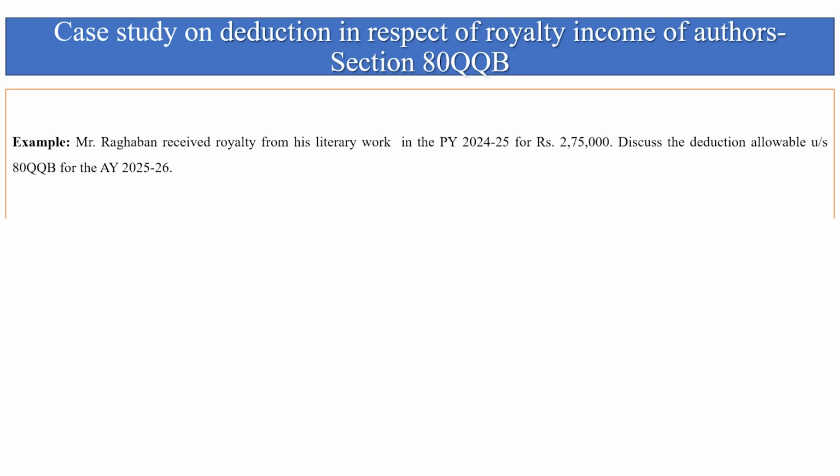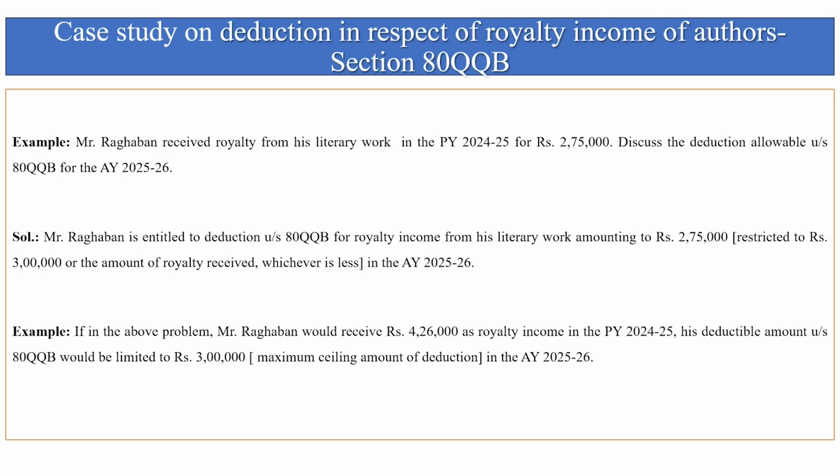If in the above problem Mr. Raghavan would receive 4,26,000 as royalty, his deductible amount would be limited to 3 lakh only, because the maximum ceiling of deduction under section 80QQB is 3 lakh or the actual royalty income, whichever is less.